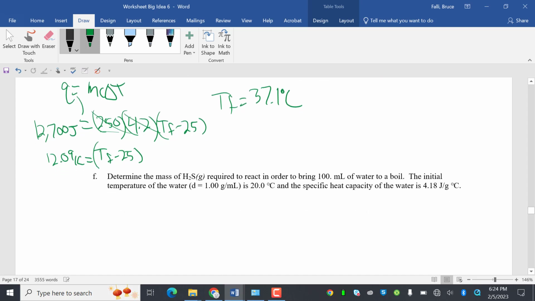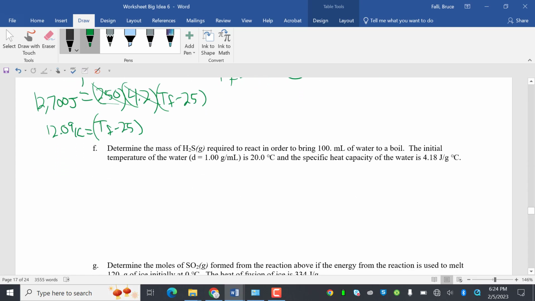Determine the mass of H2S required to react in order to bring 100 milliliters of water to a boil. The initial temperature of the water is 20, and the density of water is 1 gram per milliliter. So that means 100 milliliters is 100 grams, right? Initial temperature is 20, and the specific heat capacity of water is 4.18. Isn't it funny we just changed it?